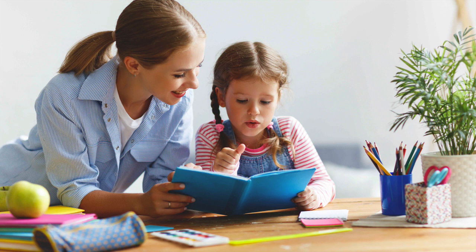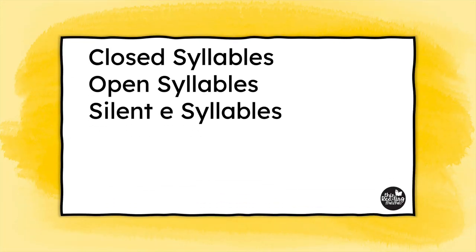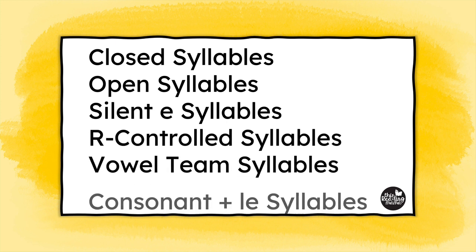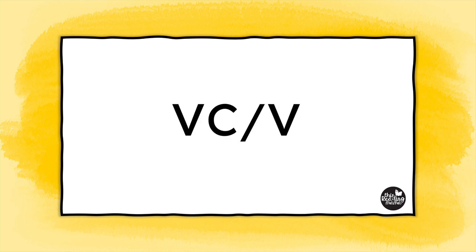Learning the 6 syllable types can help our readers find common patterns they know in longer words. The 6 syllable types include closed syllables, open syllables, silent E syllables, R-controlled syllables, vowel team syllables, and consonant plus LE syllables, which are sometimes called final stable syllables. We've already explored closed and open syllables, but today I wanted to specifically focus in on a sneaky kind of pattern found in some closed syllable words, and that is the closed VCV pattern.